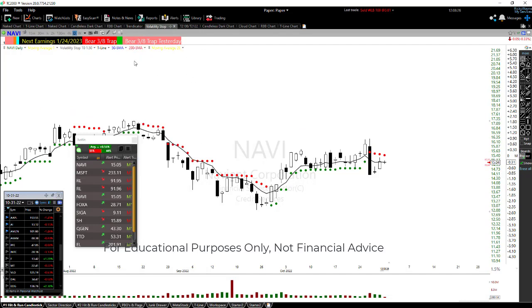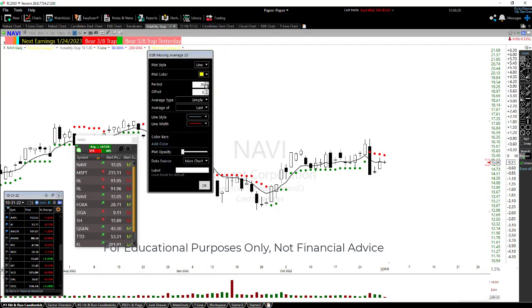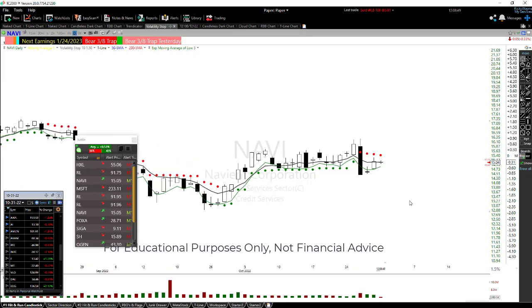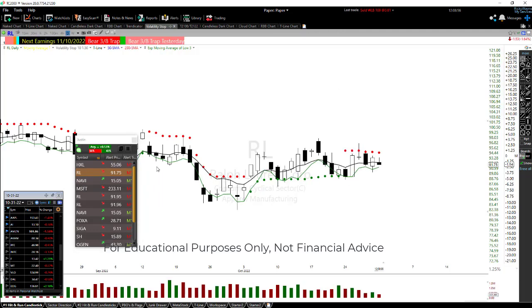And let's put the 3 up there. We'll make that the 3. And we'll make that color. Let's make that blue. And we'll make that low, because this is what we're looking for. There we go. Exponential low. So, here's what we have. Price is between the T line and the 3, and we're below the V-stop. Let's look at RL. Price is below the 8, above the 3, and below the V-stop.